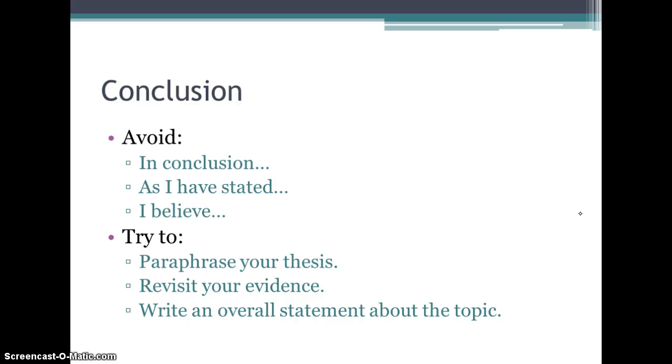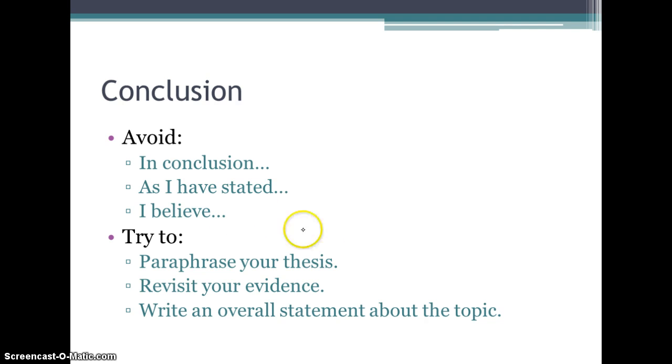After you've written your introductory paragraph and your three body paragraphs, you finish with your conclusion. You need to avoid starting off by saying in conclusion, or as I have stated, or I believe. In fact, if you want to sound professional, you should never, ever, ever use familiar or informal wording in your essays. That includes the word I. There are other ways to state your opinion that sound more definite and more concrete and more assertive. People that continuously say I believe or I think, it does not sound as concrete and they're not taken as seriously.